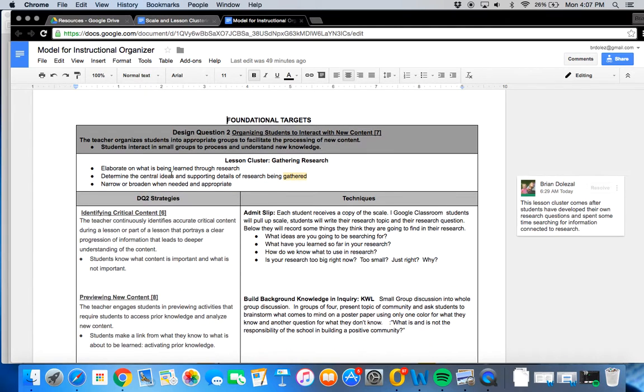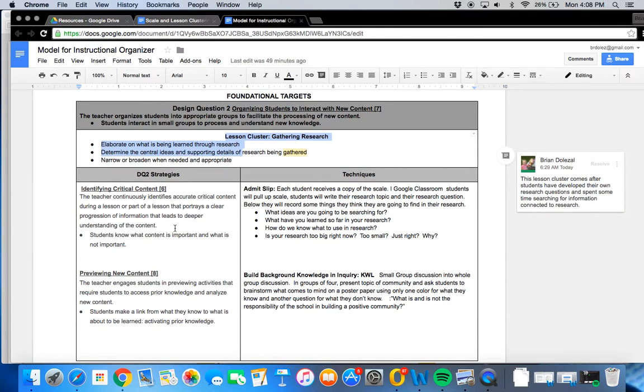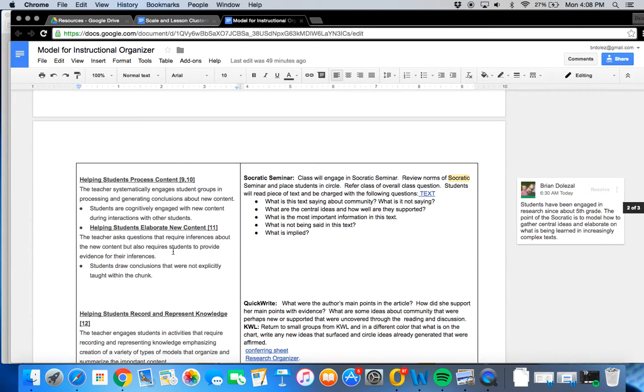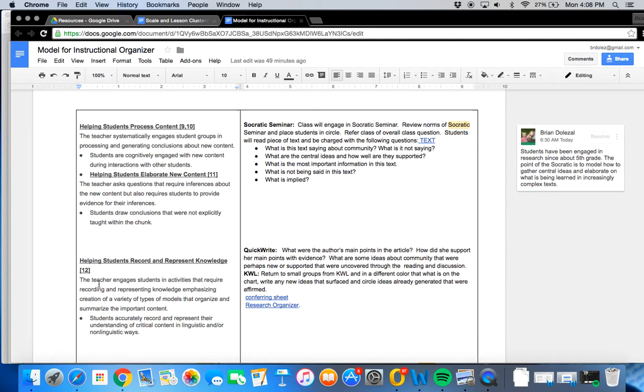Since this is a foundational learning cluster, or lesson cluster of targets, I'm primarily going to stay in design question two. In design question two, we start off with identifying critical content, telling kids what's important, what's not important, what we're learning today, into previewing new content, which is activating schema, connecting new knowledge to existing knowledge, helping students process content and elaborate on new content, into helping students record and represent knowledge, where I can see what it is that you've learned.